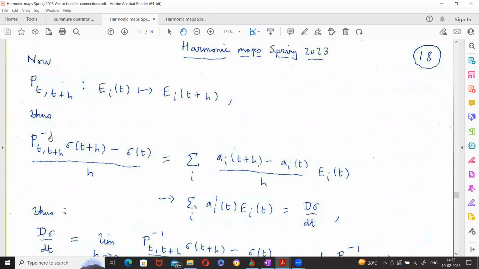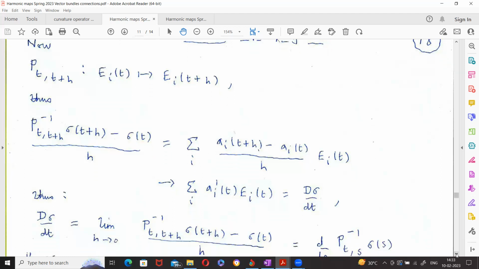So parallel transport inverse applied to this sigma t plus h is going to be sum over I, ai of t plus h, ei of t, right? And then I'm subtracting sigma t, which is summation ai of t, ei of t. So I can group these two together, and this becomes a sum over I, ai of t plus h minus ai of t, and then I'm dividing by h. Now what happens as h tends to 0? These coefficients converge to ai prime of t, into ei of t. So this is nothing but capital D sigma dt.